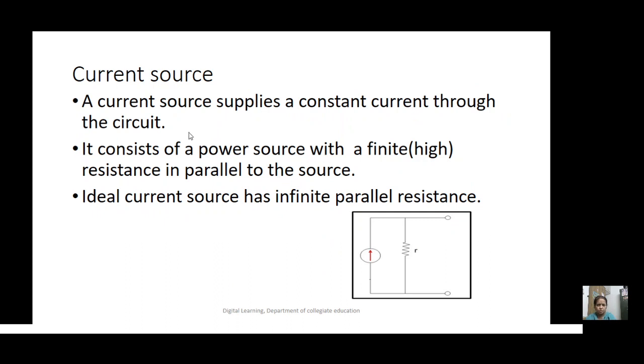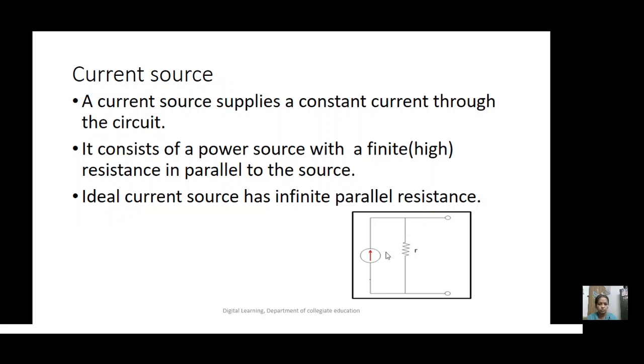Now the current source. A current source supplies a constant current through the circuit. As we have seen in the earlier case, a voltage source supplies constant voltage. Like that, a current source supplies constant current no matter what the external resistance is. Here we have not shown the external resistance. These are the two output terminals. We can put an external resistance here. If you change the resistance also, current will not change.